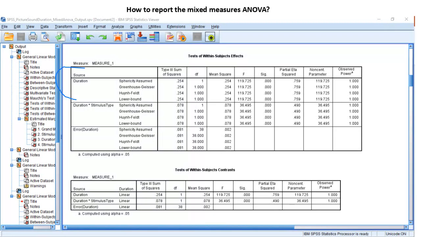So your main effect of duration is F(1,38) is equal to 119 point. Sorry, I don't care about rounding up right now, but P is less than 0.01, and then you can do eta squared, which is just looking at the amount of variation explained by your independent variable, which is around 0.759.